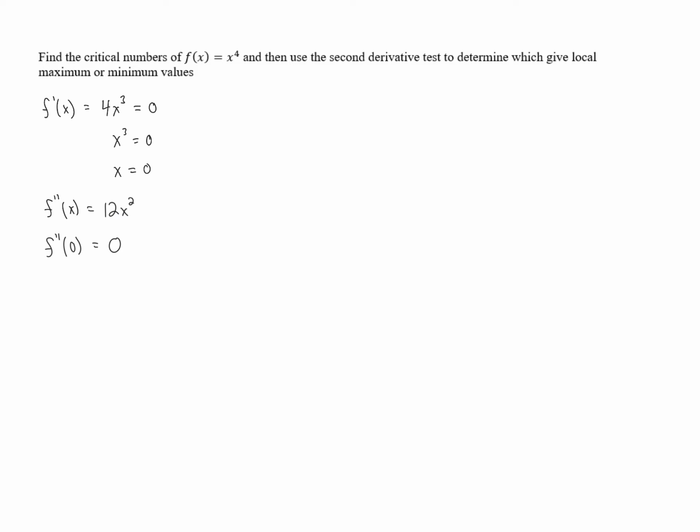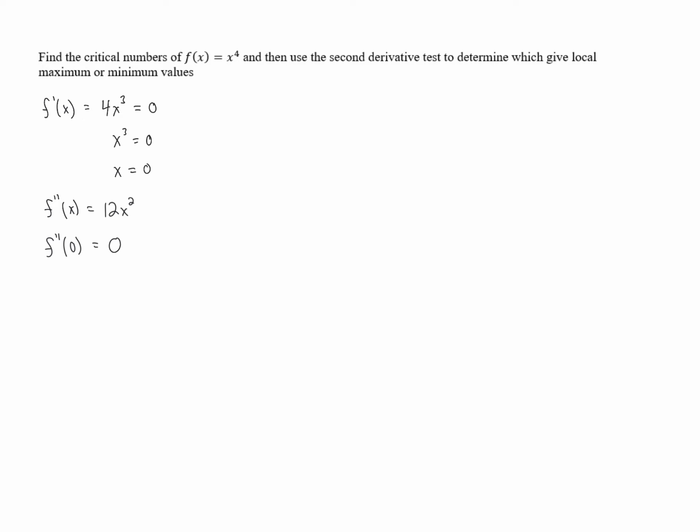And if you'll recall, this does not tell us anything about whether this critical number is a local maximum, a local minimum, or neither. Unfortunately, at this point, the second derivative test fails to give us any information. And the only thing we can really do is use the first derivative test to get an idea of what's going on here.